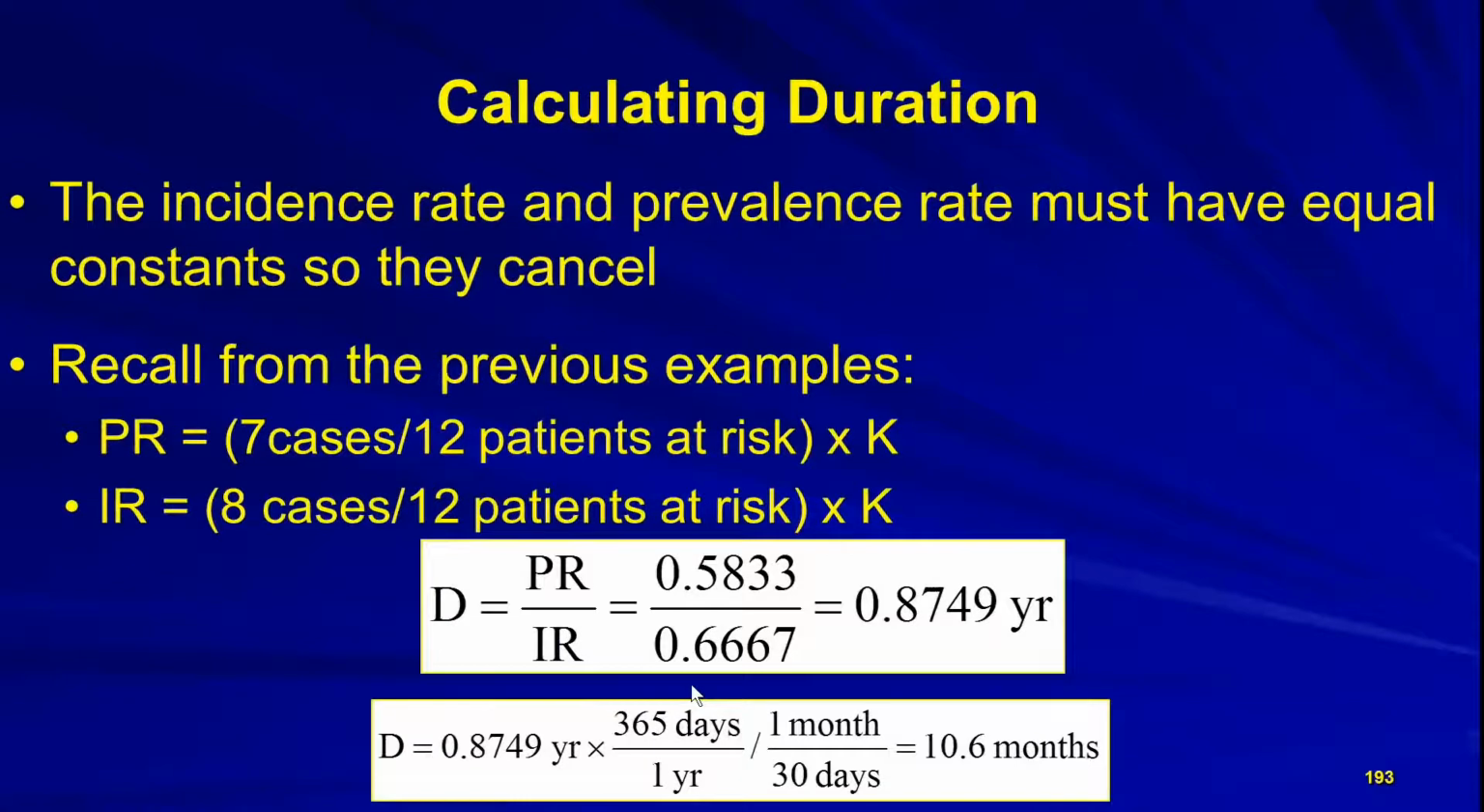So I'm going to take that figure, because that's duration, and I'm going to convert it to a year period. And notice what we have is we're defining a year as 365 days. We're defining a month as 30 days, and ultimately we're going to divide 365 by 30 to come up with 10.6 months. Okay, so that's our answer. That's how long the disease lasts.